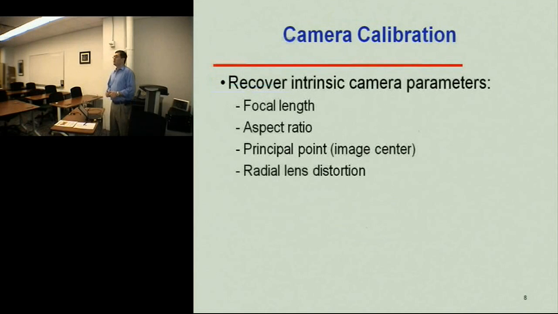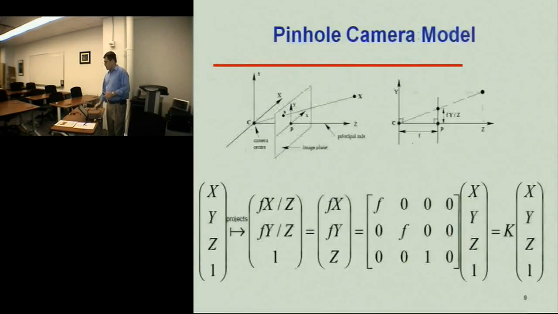Okay, so let's begin by talking about camera calibration. In camera calibration, we recover the intrinsic camera parameters that include focal length, aspect ratio, principal point, which denotes the image center, and the radial lens distortion. Okay, so in order to introduce this, we basically start off with a very simplistic idealized camera model, which is the Pinhole camera model.